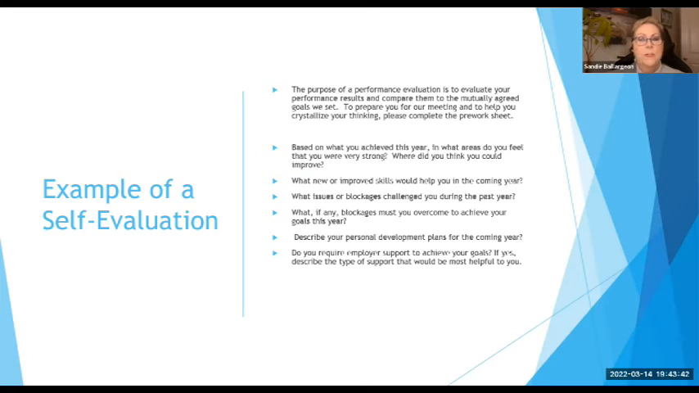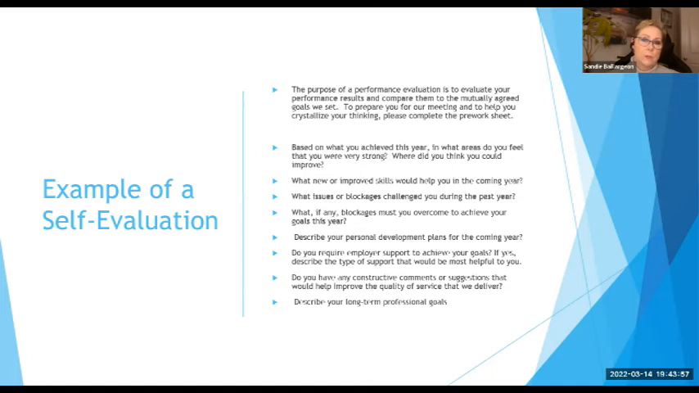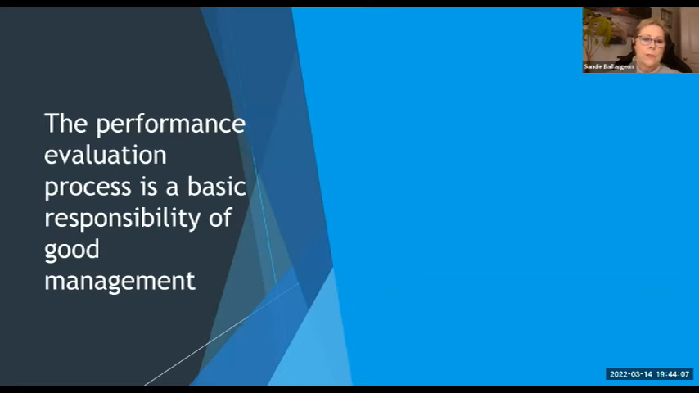Do you require employer support to achieve your goals? If yes, describe the type of support that would be most helpful to you. Do you have any constructive comments or suggestions that would help improve the quality of the service that we deliver? So these questions are really focused on the individual, but they're also focused on each individual's contribution to the practice. Describe your long-term professional goals. So they're really good questions.